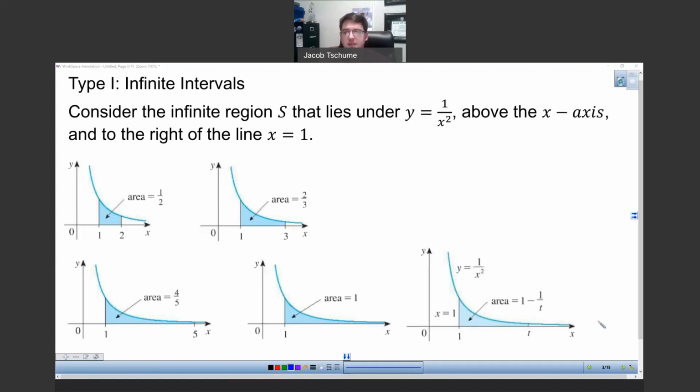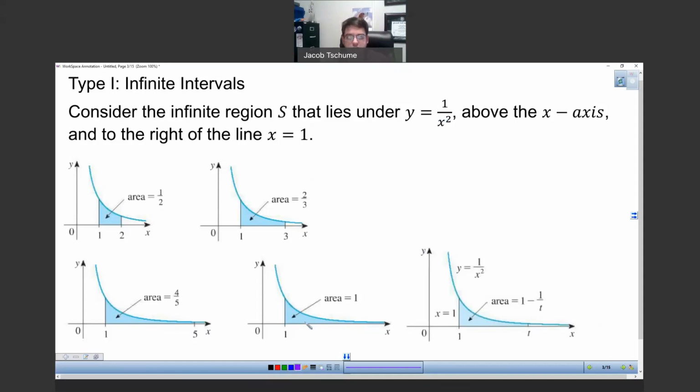So let's begin with what most people think is the easier type to do, which is called type 1, and it is called infinite integrals. And it sounds just like you think it would. What happens if your interval needs to go to infinity or negative infinity and you need to work it out? So let's consider the infinite region S that lies under the curve y equals 1 over x squared above the x-axis and to the right of the line x equals 1.